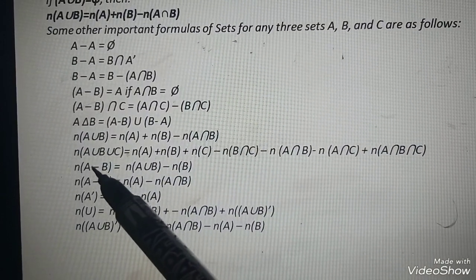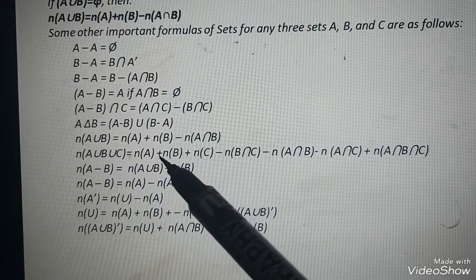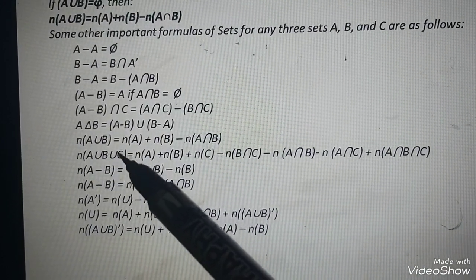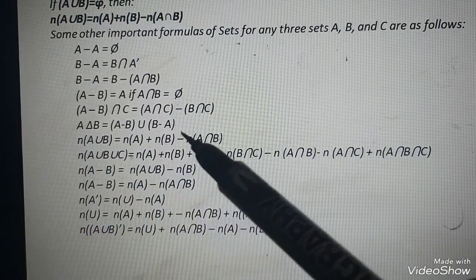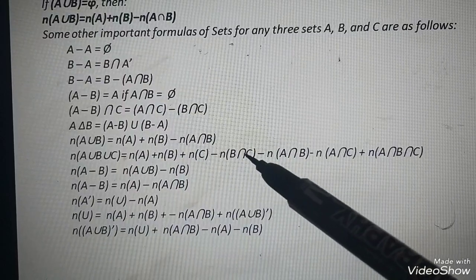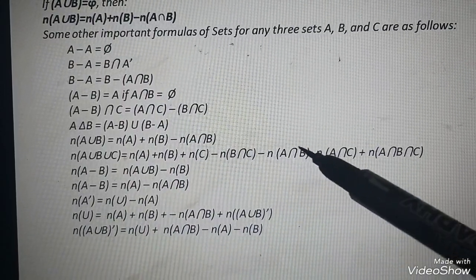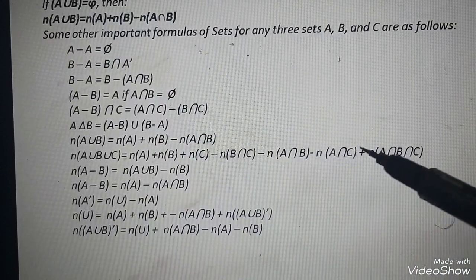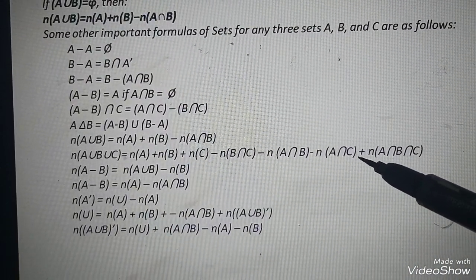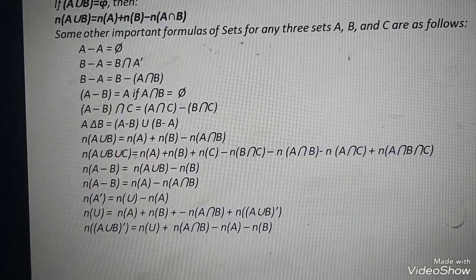Now for A union B union C, where three sets are given, we have to use this formula whenever three sets are given. n of A union B union C is n of A plus n of B plus n of C, next we subtract n of A intersection B, n of B intersection C and n of A intersection C, and we have to add n of A intersection B intersection C.